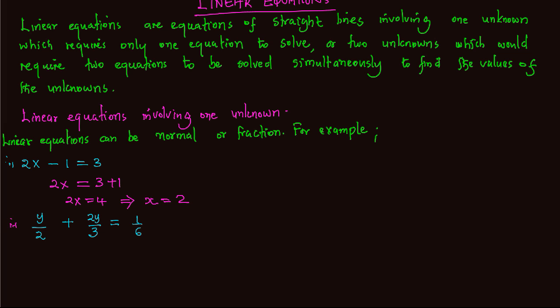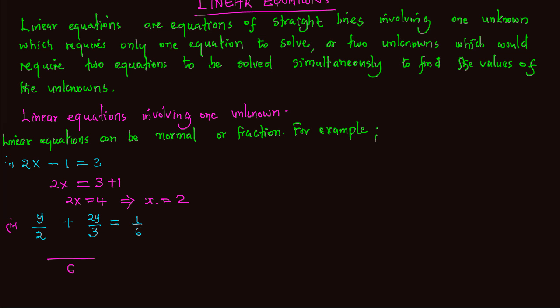Second example, y over 2 plus 2y over 3 is equal to 1 over 6. This is a linear equation in fraction form. We follow the normal procedure of evaluating fractions by finding the LCM, writing the left-hand side of the equation as a single fraction. So the LCM will be 6.